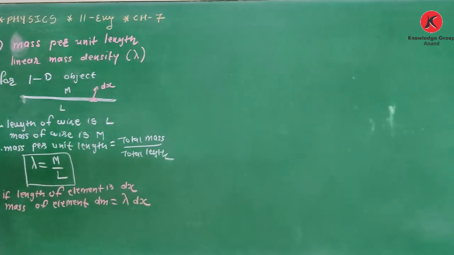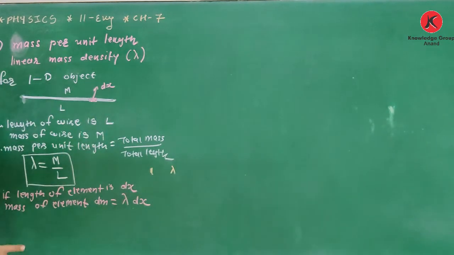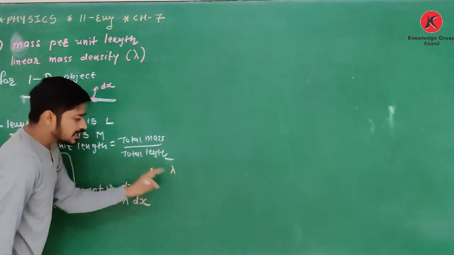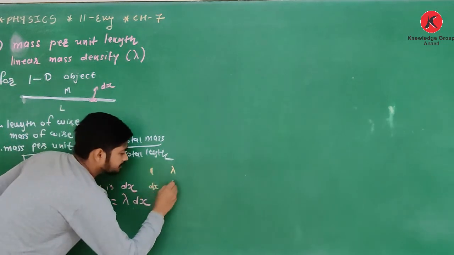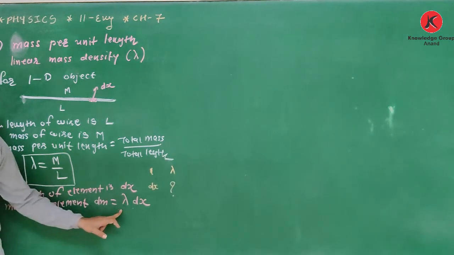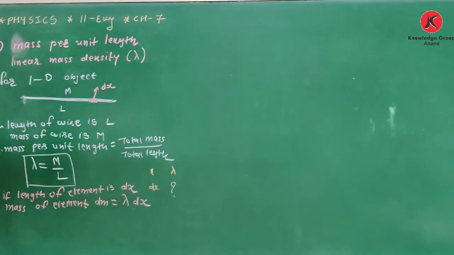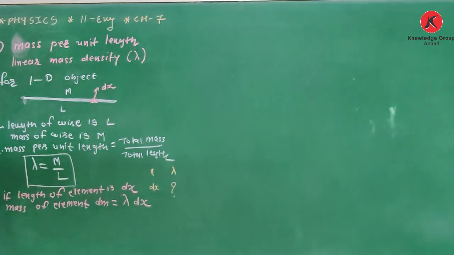Now you may ask, sir, how lambda dx? One simple relation: what is lambda? It is mass per unit length. It means if I have unit length, the mass is lambda. Now for length dx, what is the mass? It is lambda dx. You have to remember this equation. If the length of the element is dx, then the mass of the element dm is equal to lambda dx. Simple about this? So this is mass per unit length for a one-dimensional object.